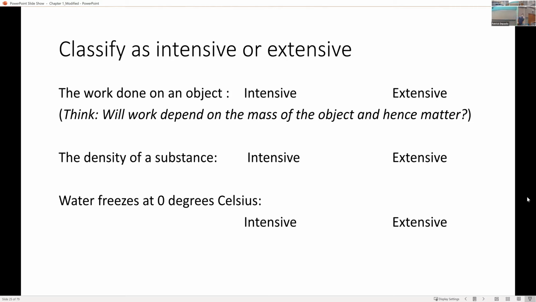Density of a substance. Good, intensive, because it doesn't matter what substance it is. If I have an ocean of pure water and I have a cup of water, the density is going to be 1 gram of water per milliliter. So it's an intensive property. Water freezes at 0 degrees Celsius. Intensive, yes. It doesn't matter how much water you have, it's always going to freeze at 0 degrees. So, good.